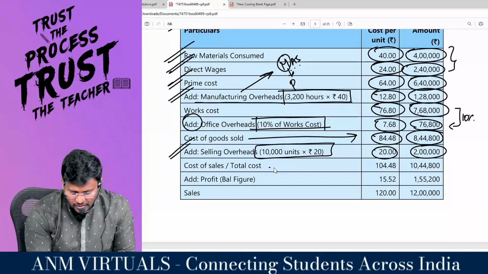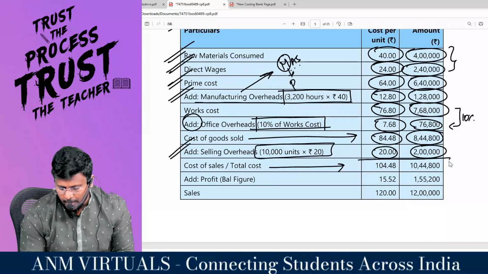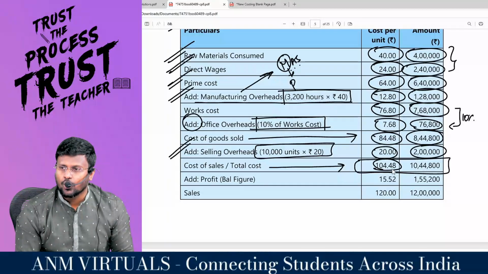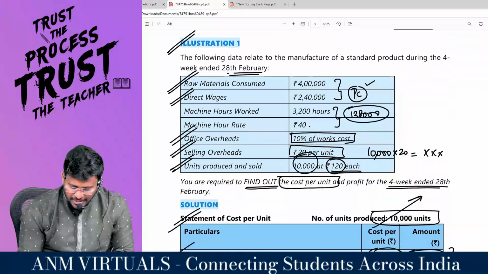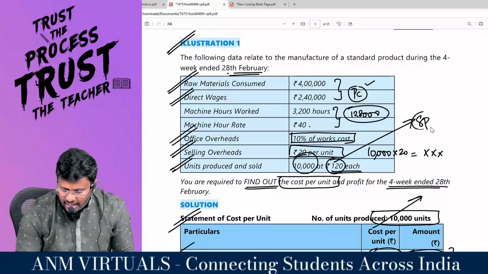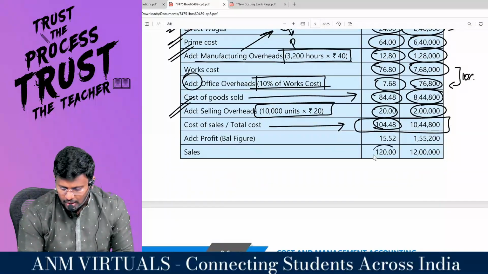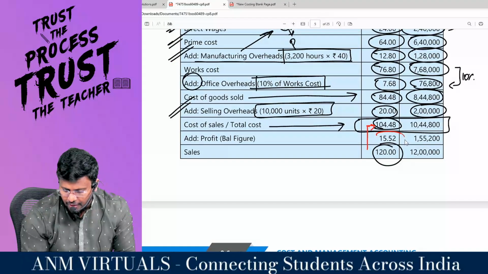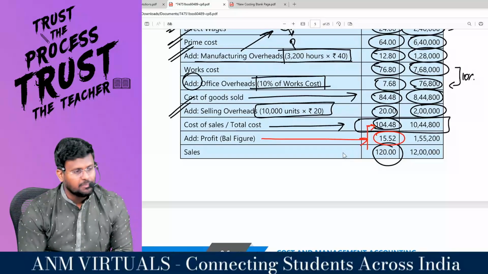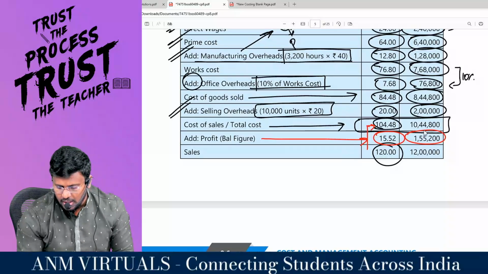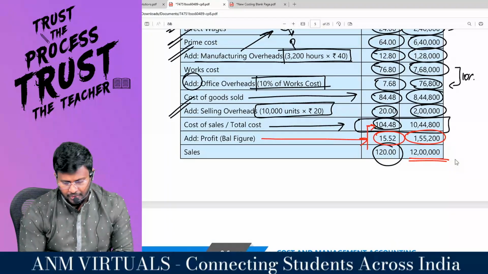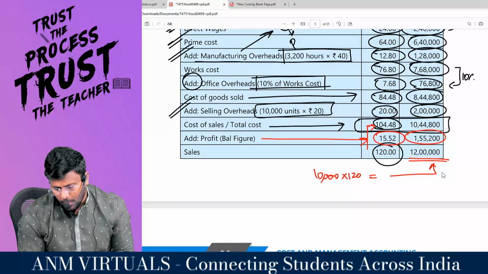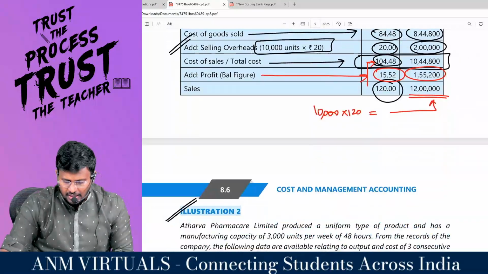So the cost of sales or total cost will be 10,44,800, which is 104.48 per unit. The question specifically says they are selling every unit at 120. So 120 minus 104.48, this difference will be the profit, the balancing figure, into 10,000 comes to 1,55,200. And 10,000 into 120 comes to 12 lakhs, which is the total sales, my dear lovable students.